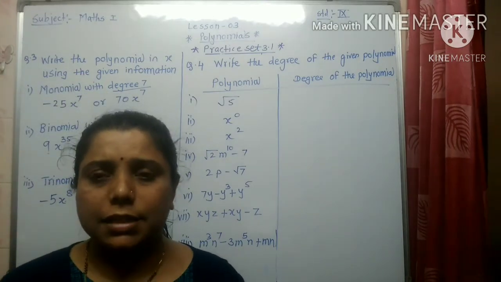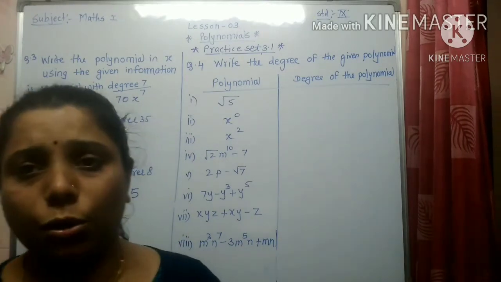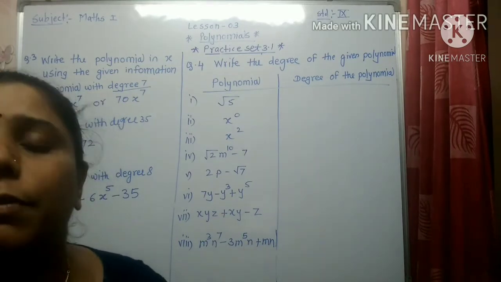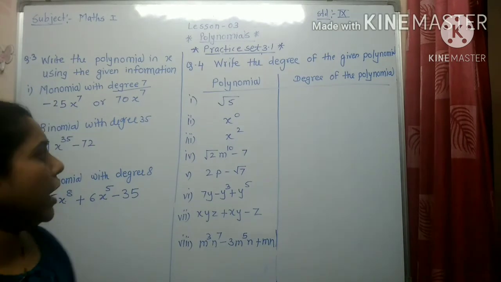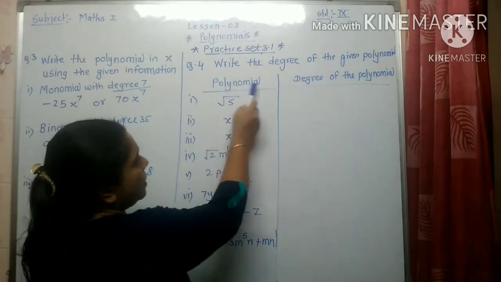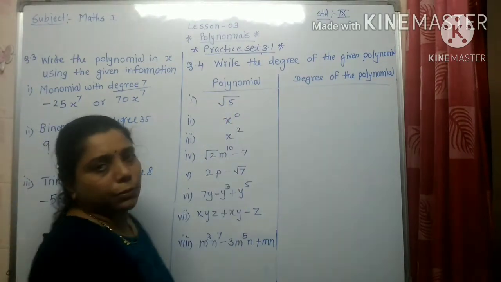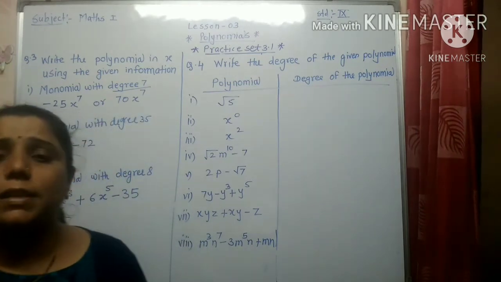This you already discussed in the previous video. So with the help of that concept, we will solve this question number 4. Okay. Now here, which is a polynomial? Root 5. Now here, this is the constant term.